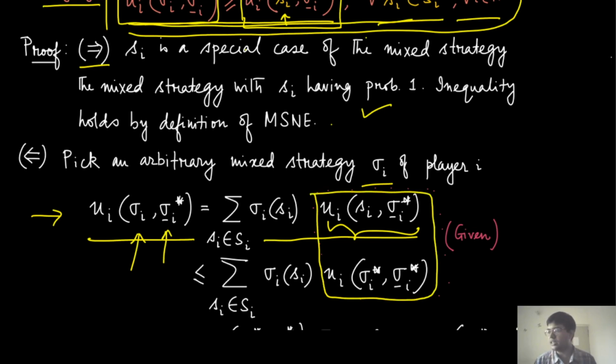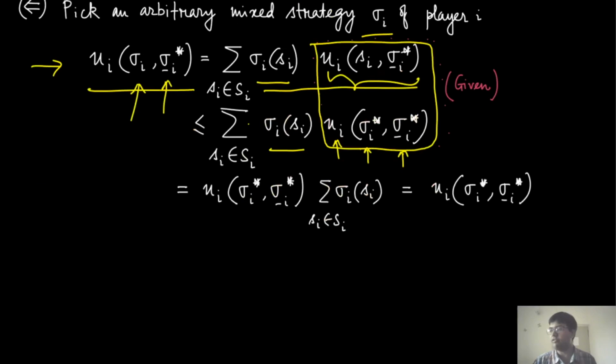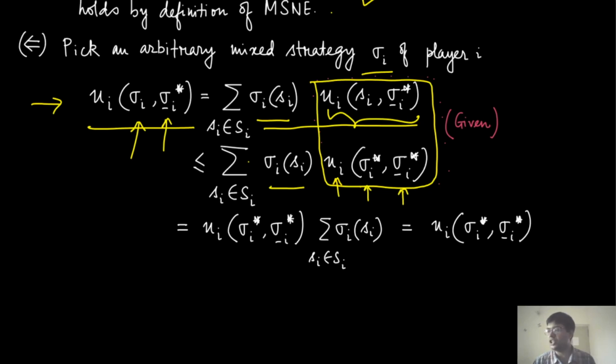Now what we are given is this part. So we know that for every s_i, the utility of player i at the mixed strategy profile sigma i star and sigma minus i star is going to be at least as much as u_i of s_i, sigma minus i star. Note that these are probability distributions, so these numbers are non-negative, so it will not flip the inequality. For every such value, this inequality should hold.